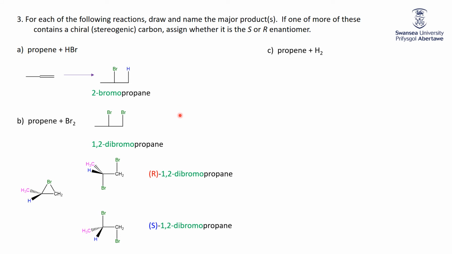Propene plus H2, well, that's easy. We just take our propene and stick a hydrogen on each of the carbons. So there we are to make propane. One of those nice easy ones. Just change that third to the end letter from E to A, and you got the question right.